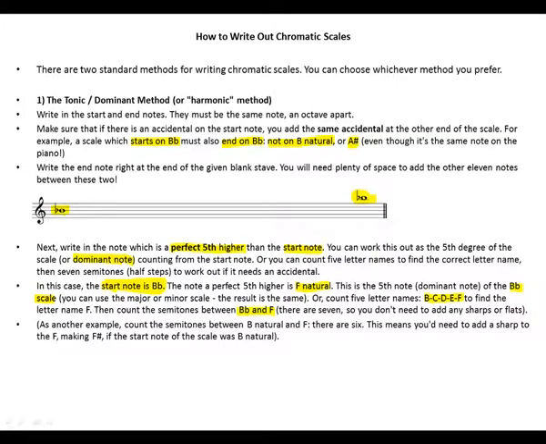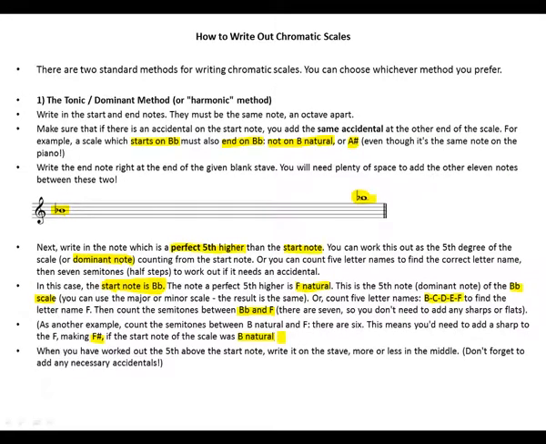As another example, count the semitones between B natural and F. There are six. This means you need to add a sharp to the F, making it F sharp, if the start note of the scale was B natural. When you have worked out the fifth above the start note, write it on the stave, more or less in the middle. Don't forget to add any necessary accidental.